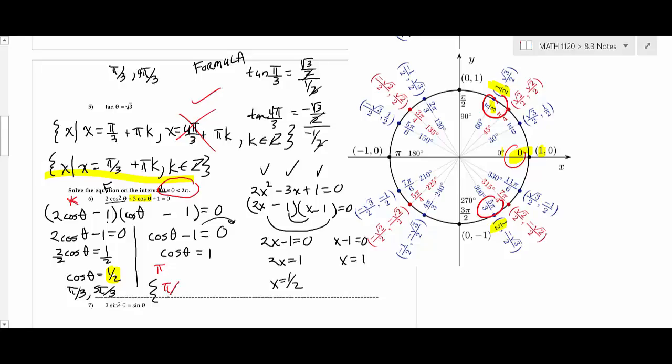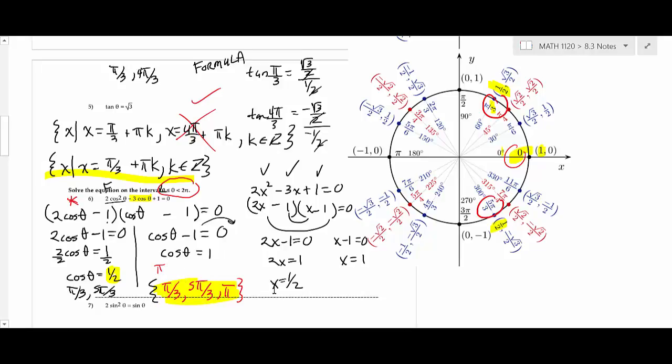On MyMathLab, your homework, you just list the solutions. I don't care what order they're in, really. And you just put it in a set brace like that. That's it. There's 3 answers. Okay? So what I did is after I factored, there were 2 answers to where the cosine's 1/2, and there was 1 place where the cosine's 1.